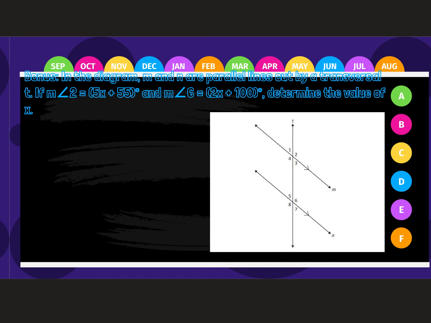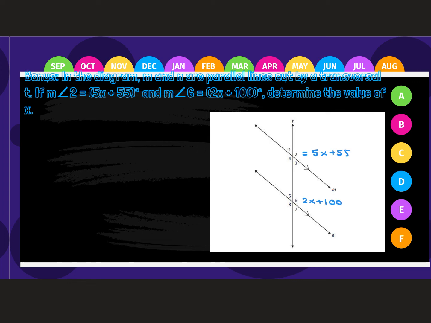All right, so here's a bonus. This bonus, it's not very tricky. We do have a lot of angles going on here, but it's nothing that we cannot solve. Here it says in the diagram, M and N are parallel lines cut by a transversal. If the measure of angle 2 is 5x plus 55 and the measure of angle 6 is 2x plus 100, determine the value of x. So they tell us that the measure of angle 2 is 5x plus 55, and the measure of angle 6 is 2x plus 100.